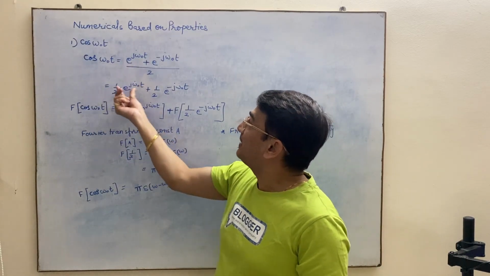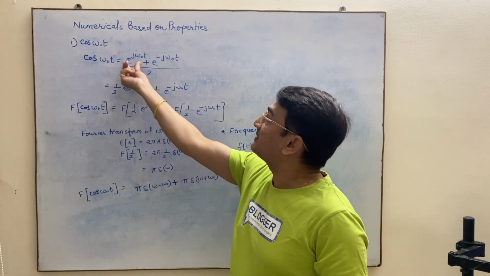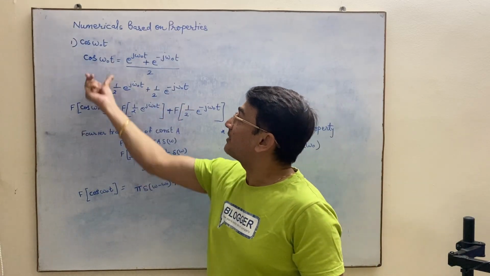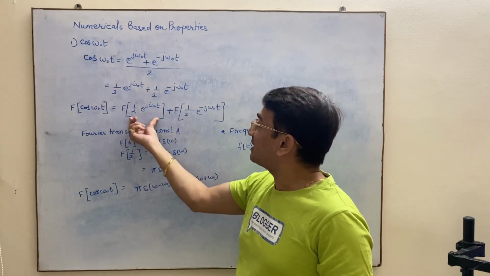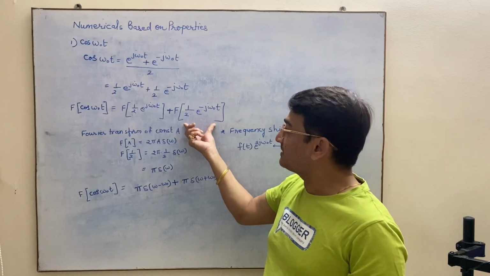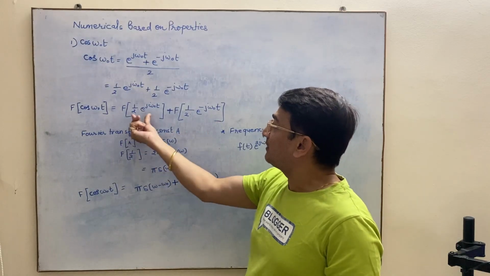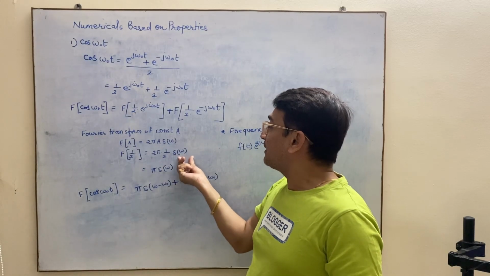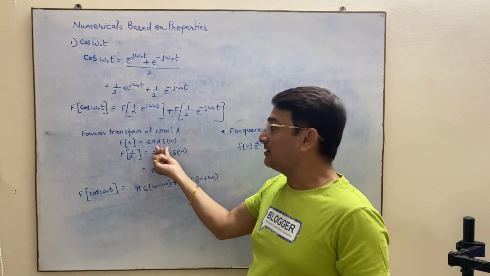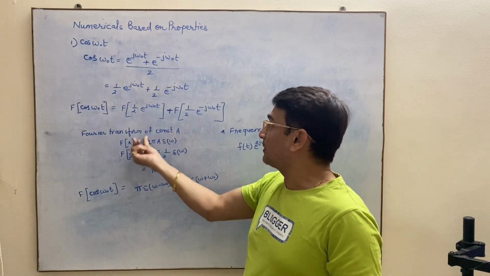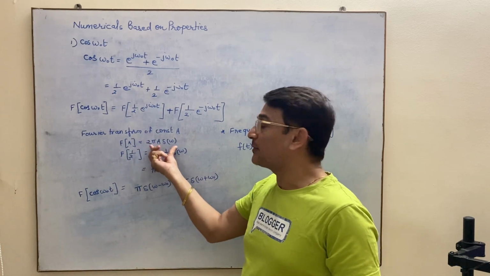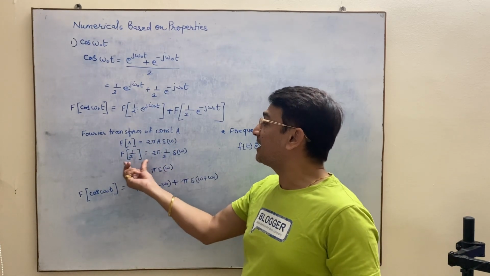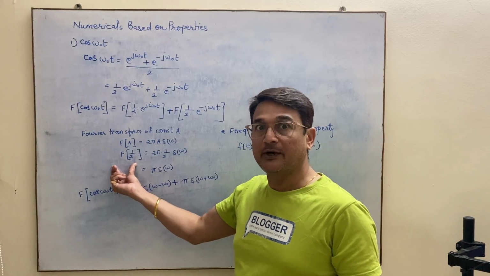So it will be now 1 by 2 e to the power j omega naught t plus 1 by 2 e to the power minus j omega naught t. So Fourier transform of cos omega naught t will be Fourier transform of this plus Fourier transform of this. Fourier transform of 1 by 2 is nothing but 2 pi into 1 by 2 delta omega. That means I have kept 1 by 2 instead of a, because Fourier transform of constant a is 2 pi a delta omega. So it will be pi delta omega. So that means pi delta omega will be the Fourier transform of 1 by 2.